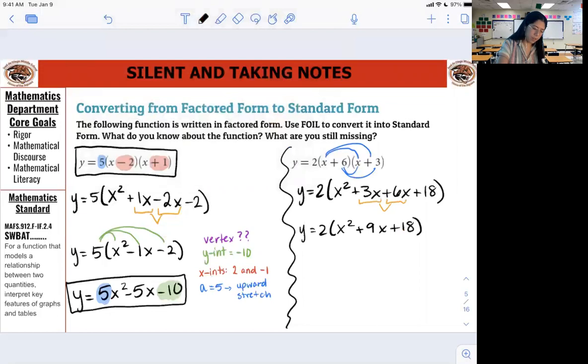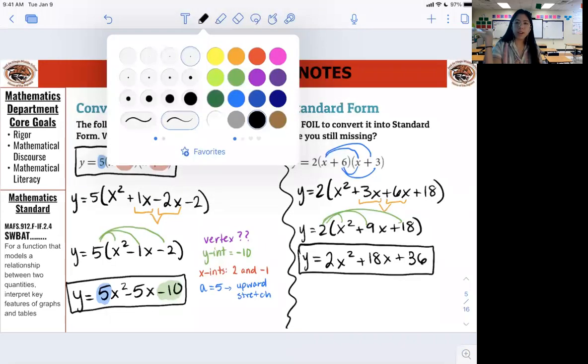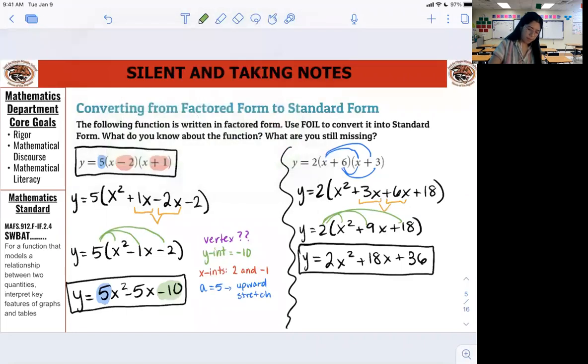And finally, we can distribute our 2. So what do I end up with? X to the power of 2 plus 18x plus 36. Beautiful. All right, now let's list out everything we know about this function. Anything you want to shout out, go ahead. What do we know? The y-intercept is 36. Good.